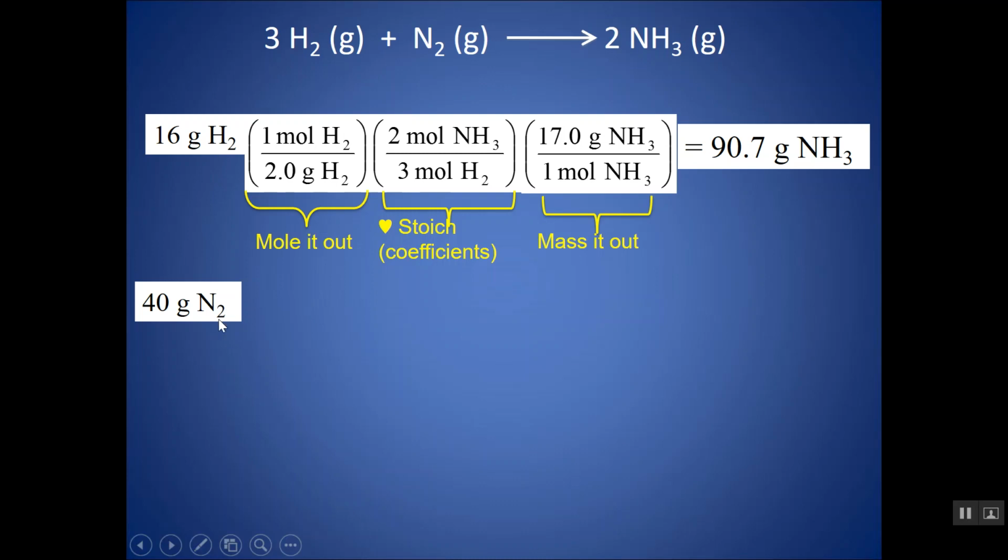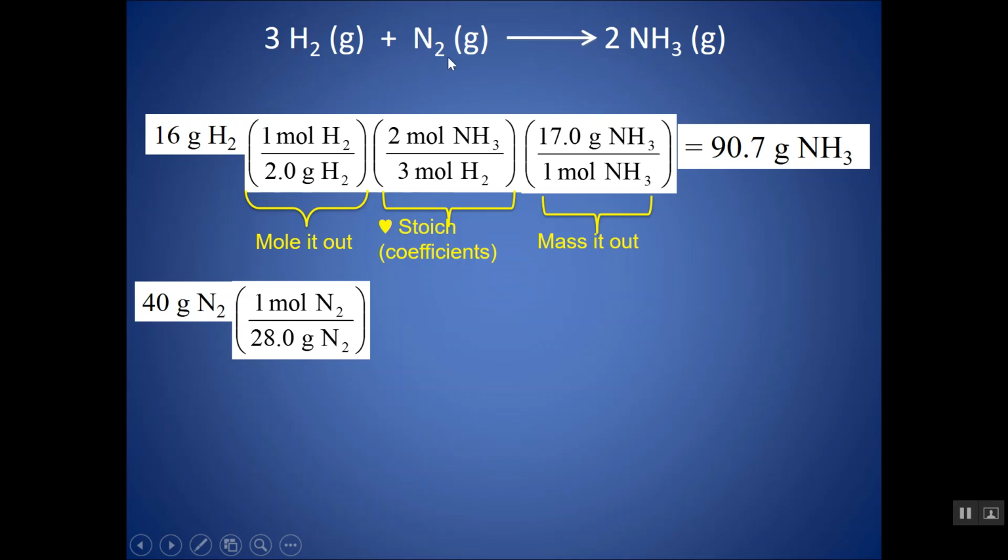Well, let's see what I would get starting with 40 grams of nitrogen. Let's figure out how much product I can make here. So again, I'm in grams, so let's mole it out, using 28 grams per 1 mole. Nitrogen's diatomic. It has a subscript of 2, so don't forget that the molar mass will be 28 and not 14 here. Okay, now I'm in moles of N2.